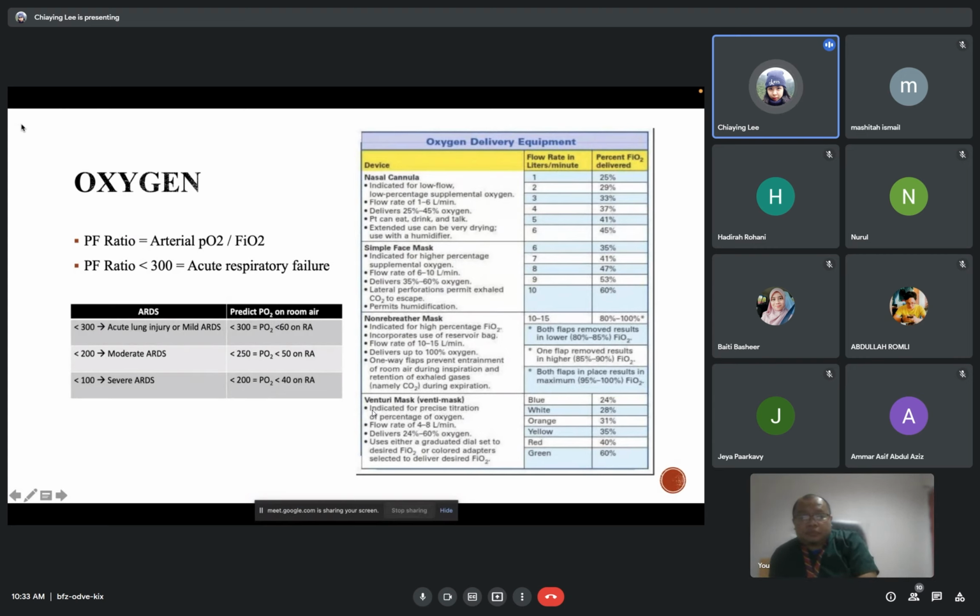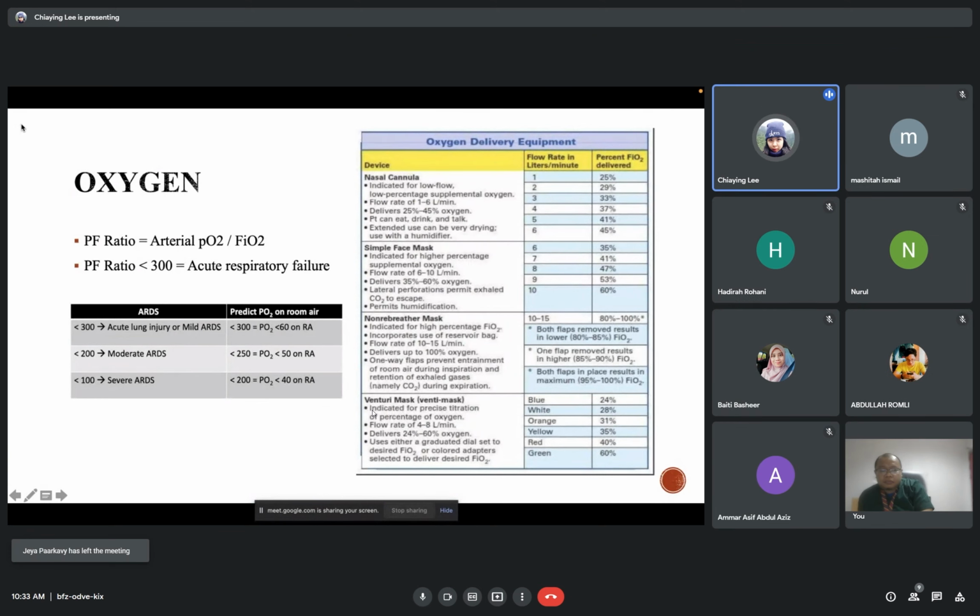How you calculate is that you take the arterial PO2 on your ABG and divide by the FiO2 delivered. So if a patient has a PF ratio less than 300, it indicates acute respiratory failure. Less than 300 is mild ARDS, less than 200 moderate, and less than 100 is severe ARDS.